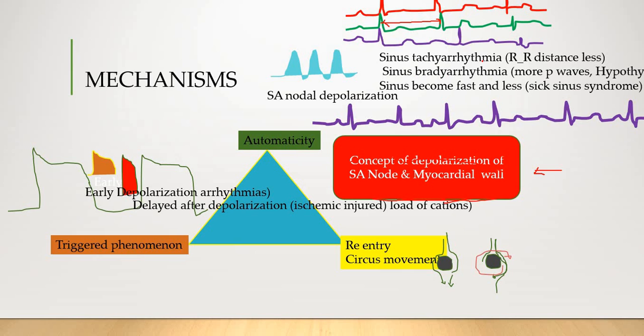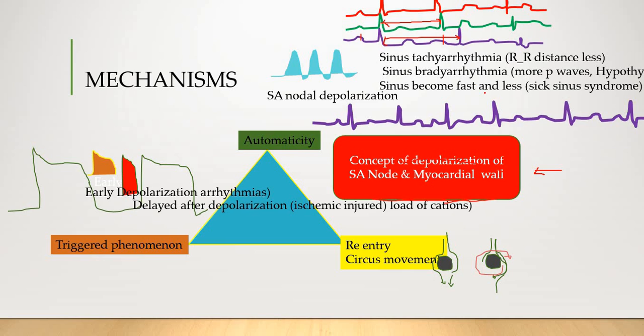This is called sinus tachyarrhythmia. And in case of sinus arrhythmia, the distance between one P wave and the other P wave is increased, or the distance between two successive R waves is increased, you can say like that. And then it is called sinus arrhythmia.